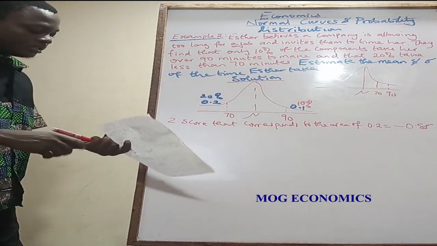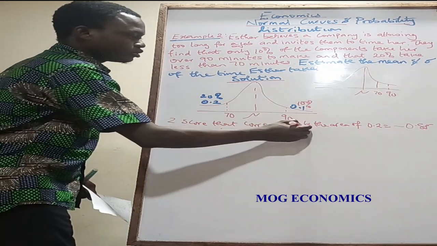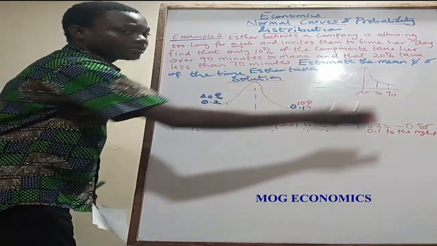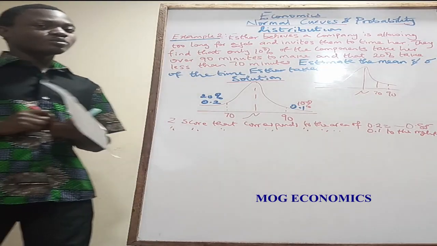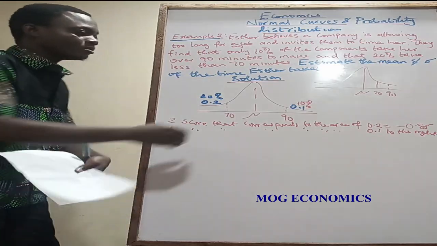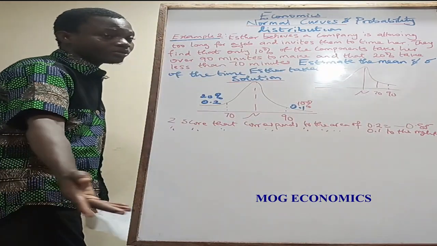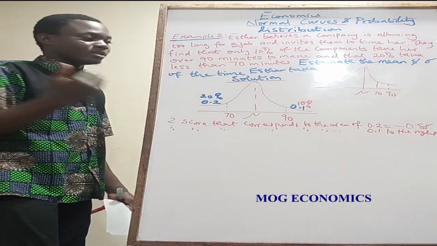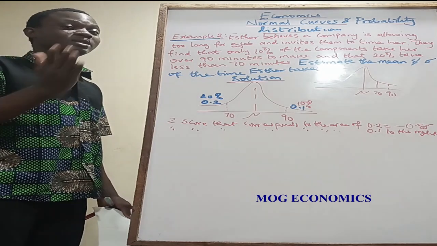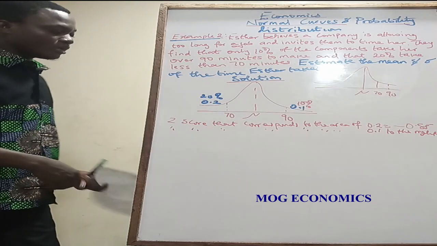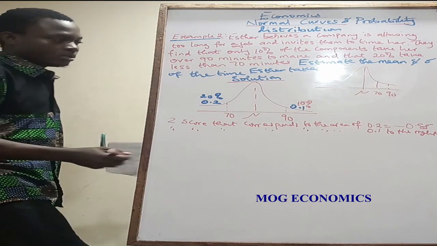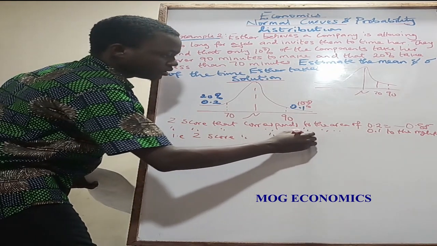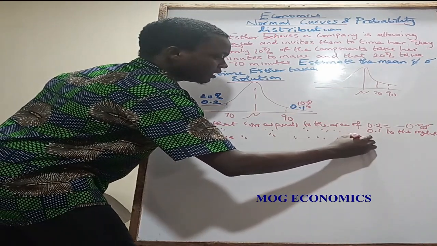Now, the other one that I want to look for is the z-score that corresponds to the area of 0.1 to the right. Technically speaking, what we are looking for is not even 0.1, because you will not find 0.1 in the positive table. If you have 0.1 to the right, it's the same thing as saying 0.9 to the left. So what you are actually looking for in that table is 0.9. 0.9 to the left is the same as 0.1 to the right. So go and check the z-score that corresponds to the area of 0.9 to the left.